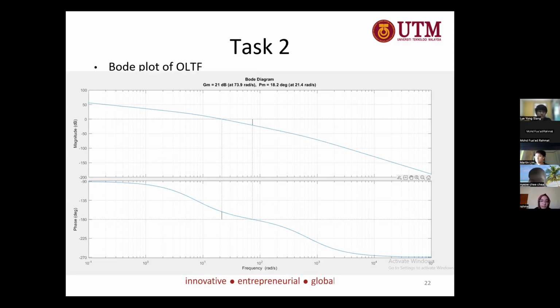And then this is the bode plot of the open loop transfer function. We have the magnitude bode plot and the phase bode plot. First, we got the gain margin equals 21 decibels, and the phase margin is 18.2 degrees.